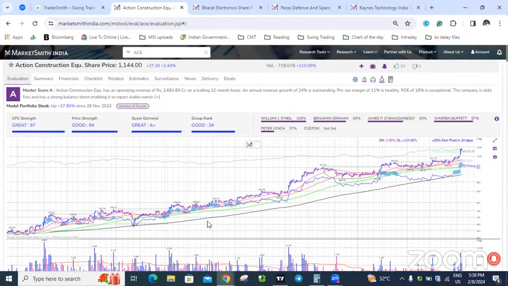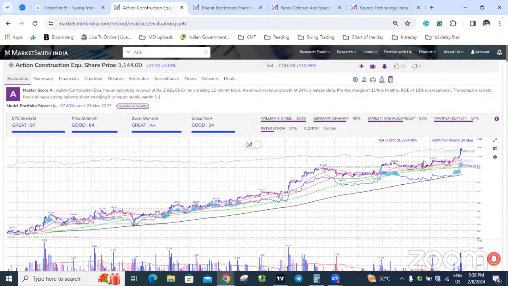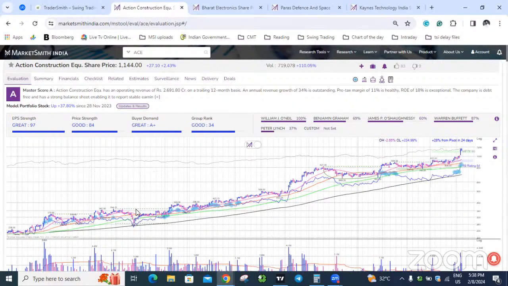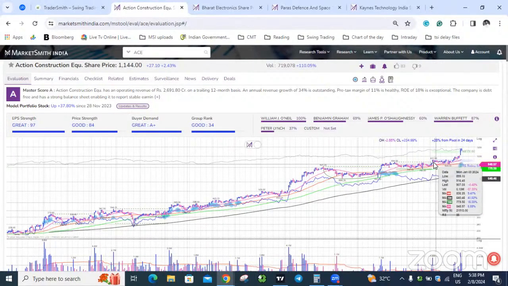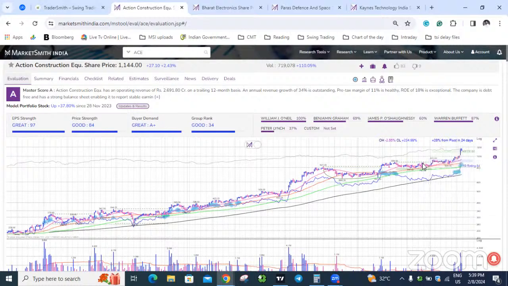Okay, there is a standard query: how to understand the pivot price in MarketSmith India. Yes, I will explain it. Those who are new and are trying to understand market price action, if you see, there is a base happening over here. For example, this is ACE, a stock where a cup base and flat base pattern is happening. On the right side of the base, if you click and hold the mouse, you will see the pivot price, which is around 895.